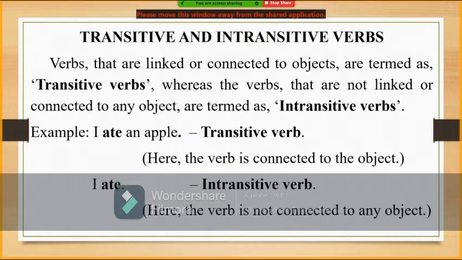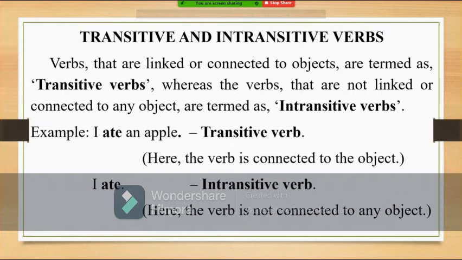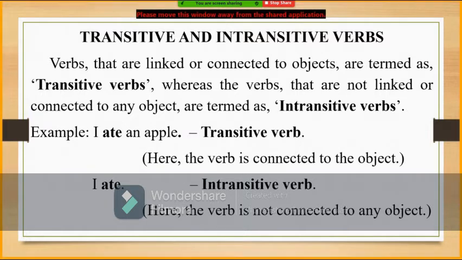Let us see the example. I ate an apple. Here, ate is verb. Why? Ate, the verb, infers the action of eating. And ate is past tense because it is in the past form. So, it is a verb. If you ask, what did I eat? Then the answer is an apple. So, an apple is an object. So, this verb ate in the first sentence is connected to the object an apple. So, it is a transitive verb.